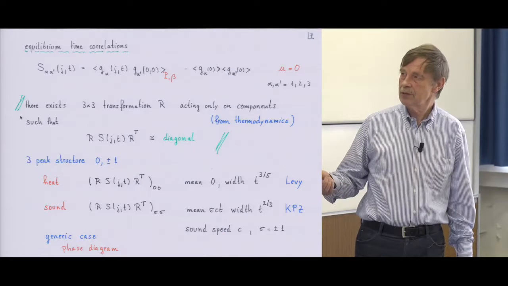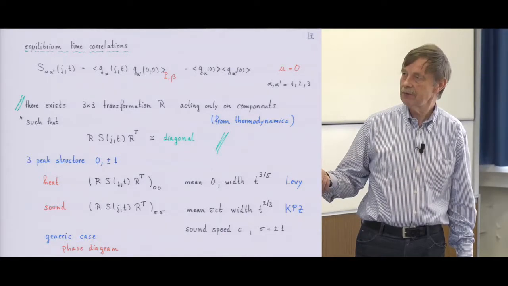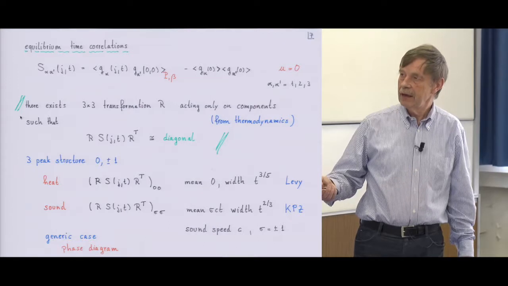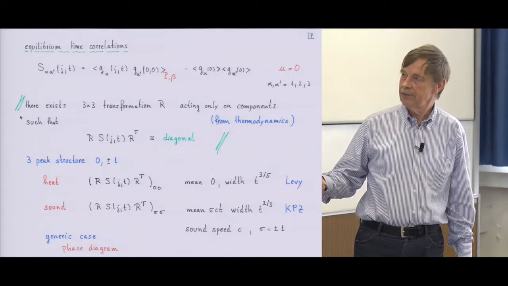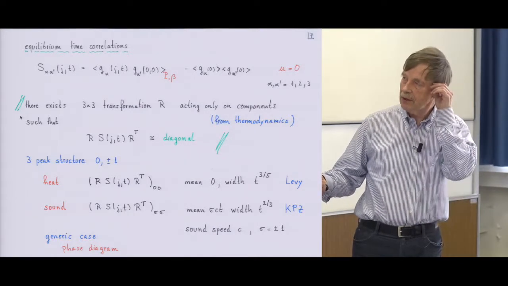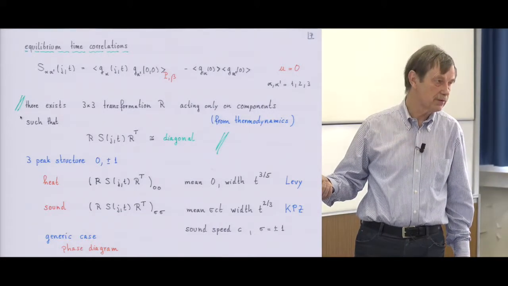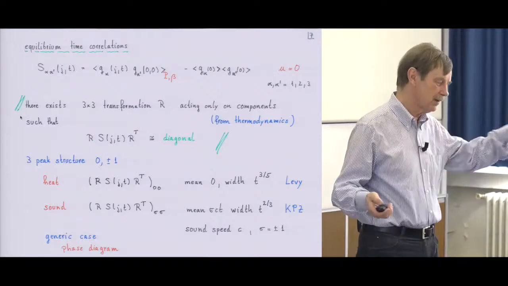But at the moment, I just want to say that this one will have a shape function which is a Levy function, and it will have a width which is typically of order t to the 3/5. And this other function will have a scaling function which is computed from the Kardar-Parisi-Zhang equation, and will typically have a width of order t to the 2/3. Okay, so this will be the end of the story.